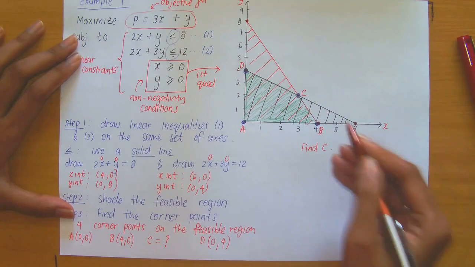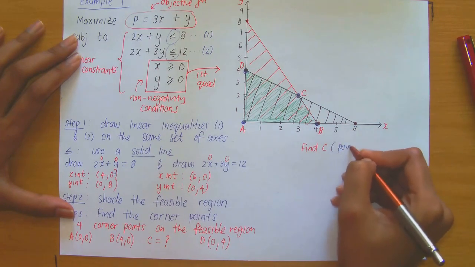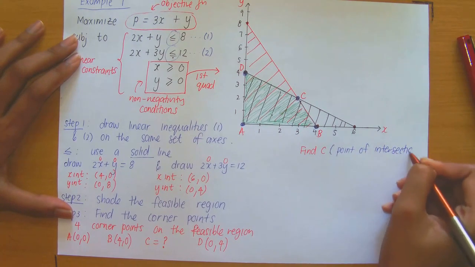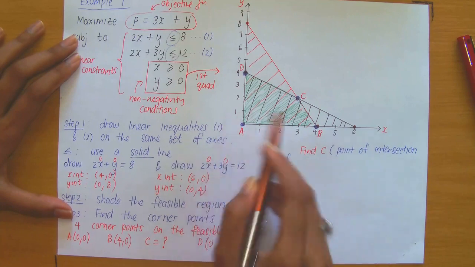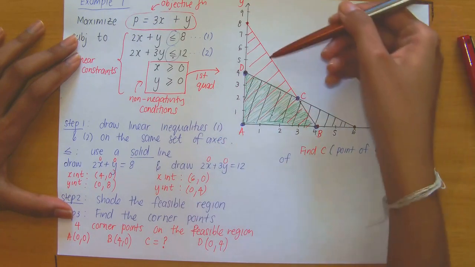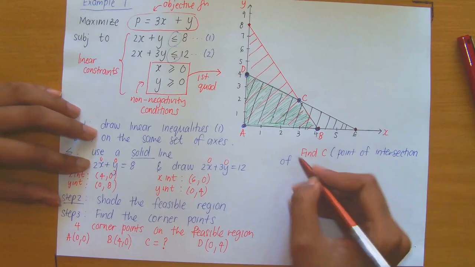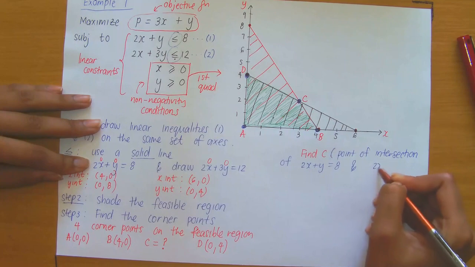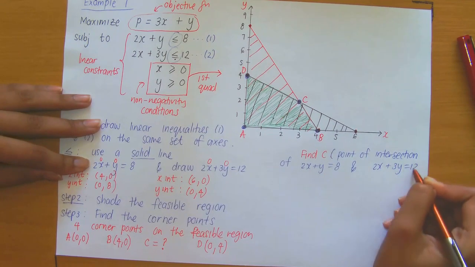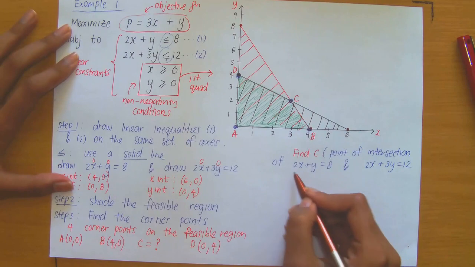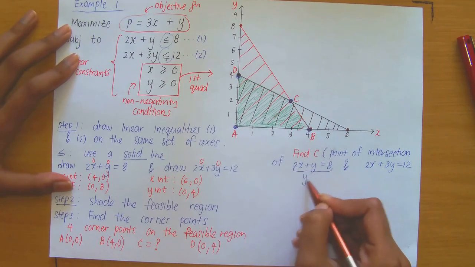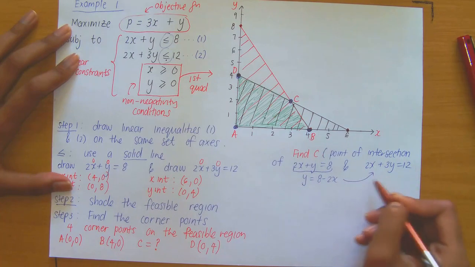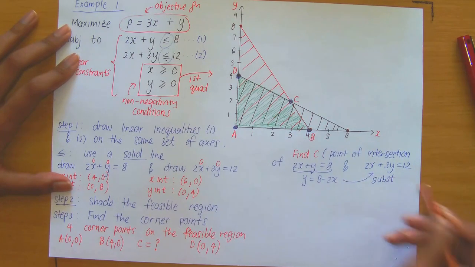Now observe that C is the point of intersection of the lines, because we drew this straight line and we drew that straight line, so it's given by the lines 2x plus y equals 8 and 2x plus 3y equals 12. Right, so that is it. So we can now rewrite this equation as y equals 8 minus 2x, and then we could then substitute it into the second and solve.